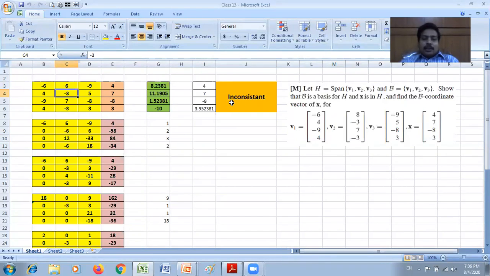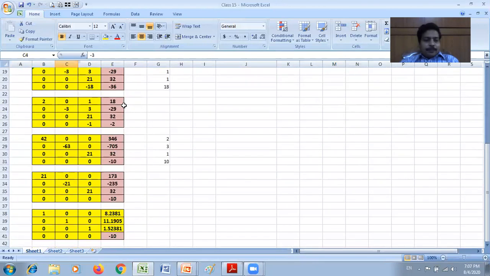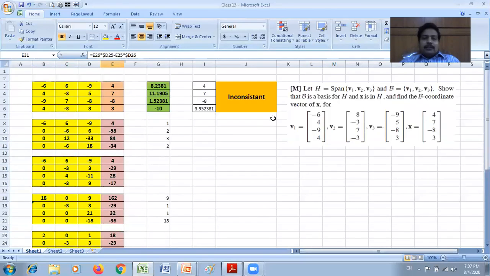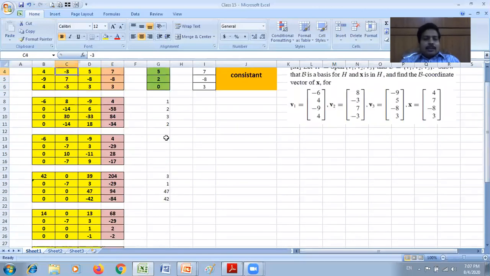Here you can see you will get an inconsistent matrix. Here the values are not tallied. But to check why it is inconsistent, in this equation we will get minus 10. So all zeros on the left hand side and minus 10 on the right hand side. So it is inconsistent. In the earlier problem, if you take 8, this system is consistent.